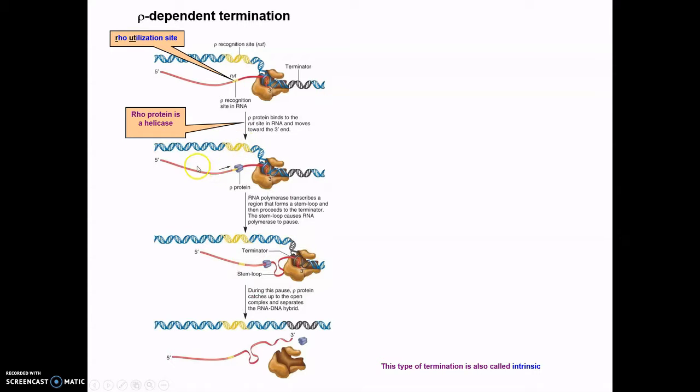So you can kind of think of it as this is a loading site for like a little messenger RNA missile that assembles on and then shoots up, and it normally could not catch the polymerase, but the stem loop causes it to pause, and that will knock the whole assembly off.